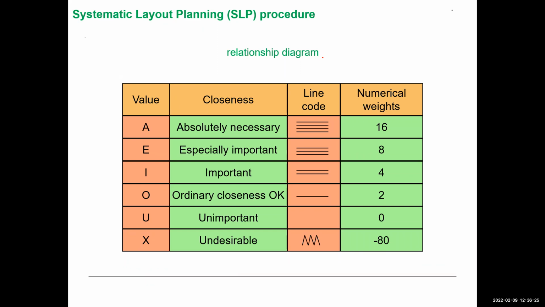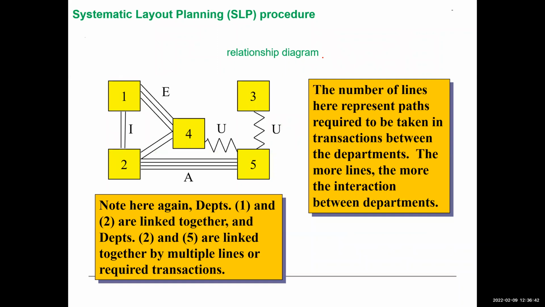So this is an example of how you can represent the relationship. Again, we go back to this closeness rating scheme, the definition of the rating scheme, and then we are using a line code to illustrate A, E, I, O, U, and X. So this is an example in which those ratings are represented with the lines. Again, we want these two to be close to each other. And then we have these two that we don't want close to each other, and we can see that visually. You can see that with the coding that we have used for the lines.